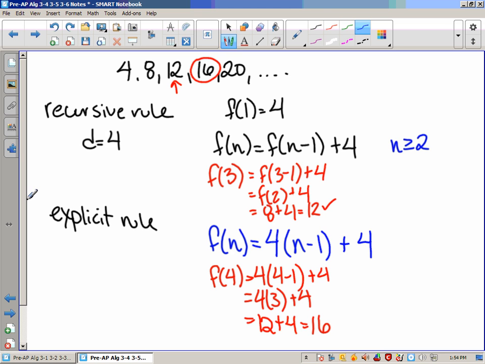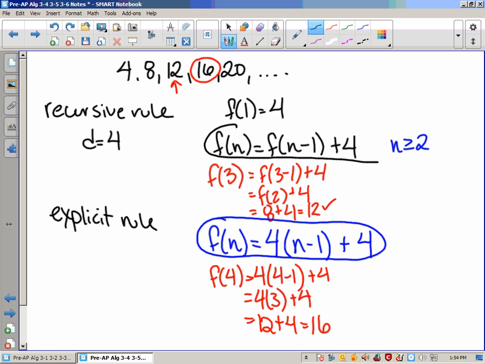So this is my explicit rule, meaning I can just plug a number in and get my answer. This is my recursive rule, and it's all of those three pieces. That is my recursive rule because I look at the term right before it to know the next one. Okay, so let's do another one.